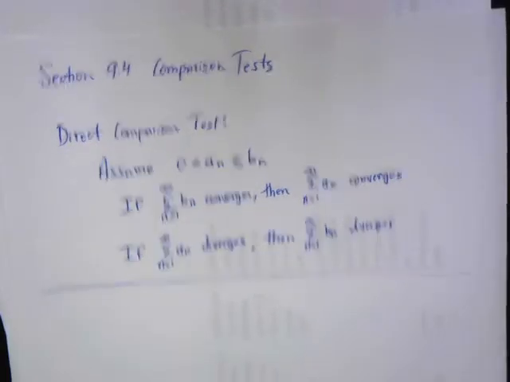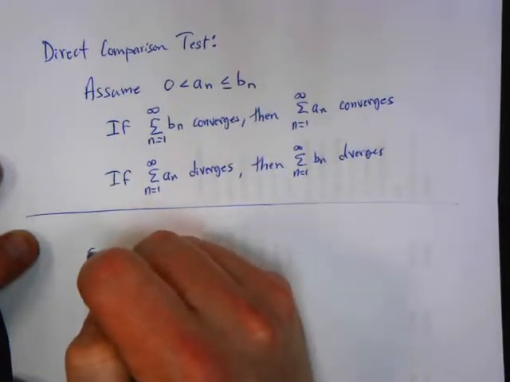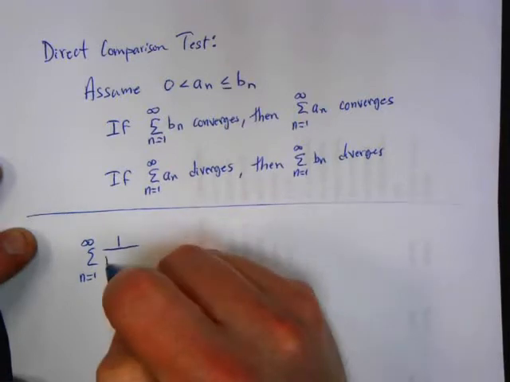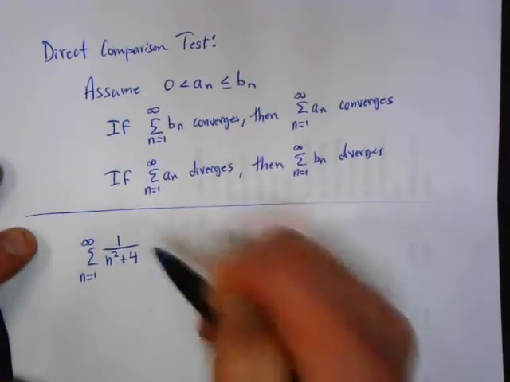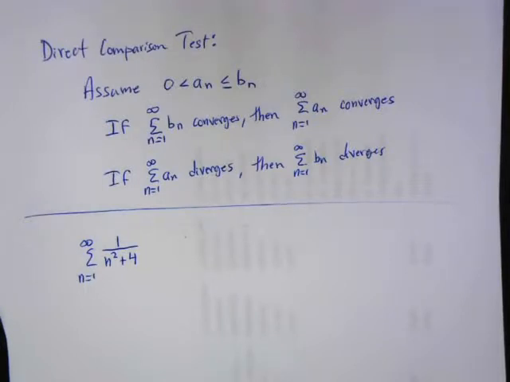Okay, so here's how we use this theorem. Consider the sum from n equals 1 to infinity of 1 over n squared plus 4. Is that one of the series we know? We only know 3 right now. We know telescoping, we know geometric, and we know p-series. Is that one of those? I don't think so. Why not?